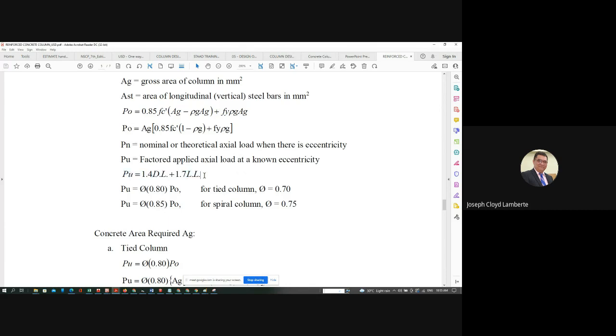Again, this is just an example: 1.4 dead load, 1.7 live load. For the new code, that is 1.2 and 1.6, together with additional loads like roof live loads. PU is also equal to the reduction factor, 0.7 for tied columns, times 0.8 of PO. This 0.8 PO is also equal to PN, the nominal P.